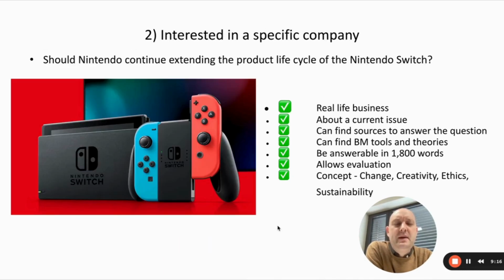The second one might be you're interested in a specific company. So maybe you really like Nintendo, and then you go and find topics or issues that Nintendo are facing at the moment. Or it's another company that you like. You then go and do a search on the internet for them and you try and find an issue that they're facing. So I think that's something that you could do.